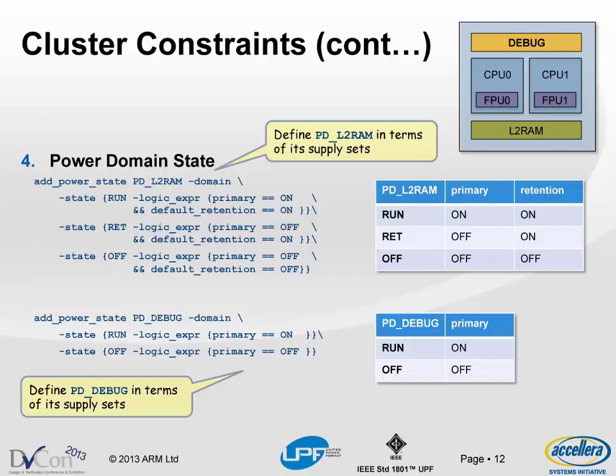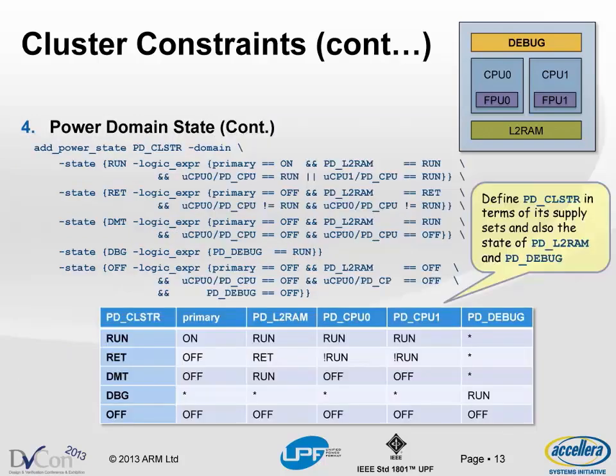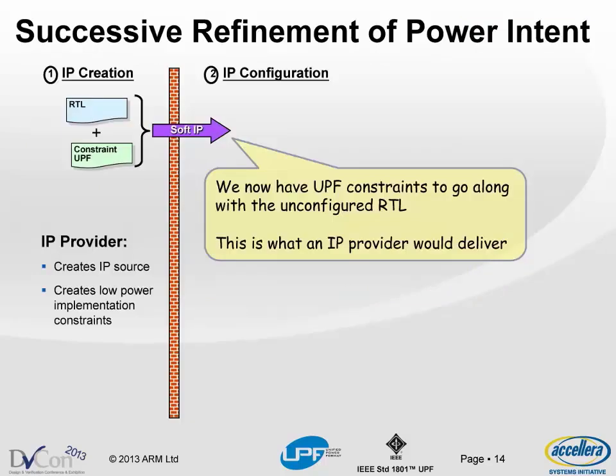And one of the nice things about add power state is with the refinement and update, you can go and add further resolution later to these power state tables if it became important during implementation to differentiate between different types of run. You could go and break that run state in half and add, say, a turbo state, so you can refine as you go through the implementation, adding more space as required. So we now have UPF constraints to go along with the RTL, and this is essentially what an IP provider would deliver.